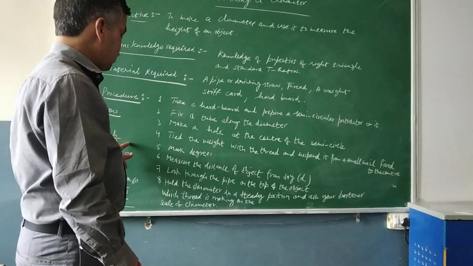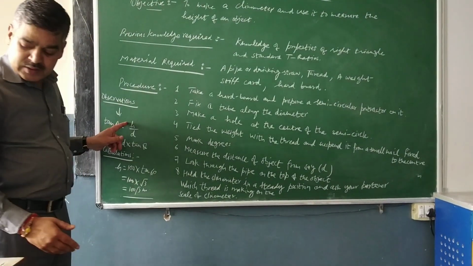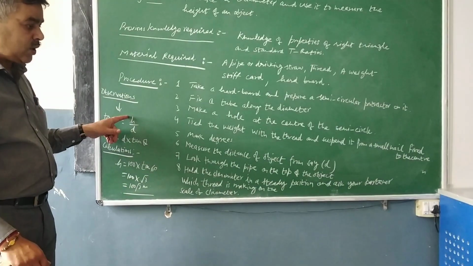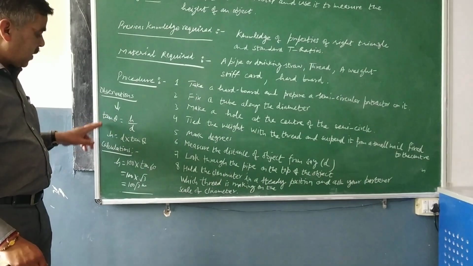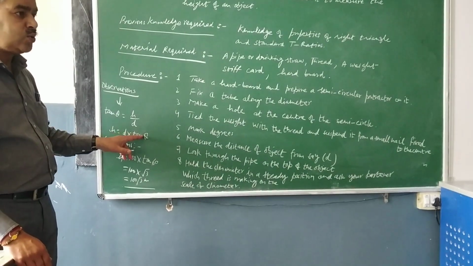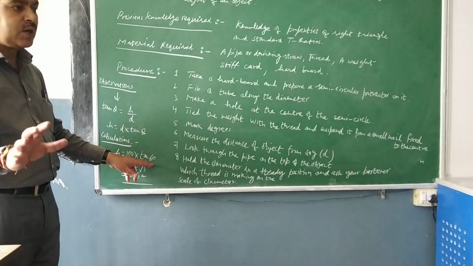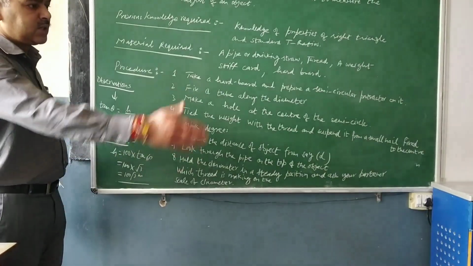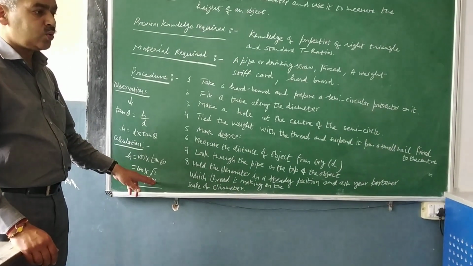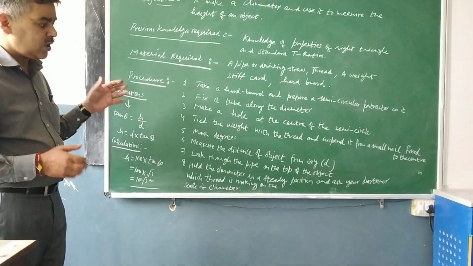So what will I use to find the height? Tangent theta, that is perpendicular upon base. The base is the distance and the height I need to calculate. D is the distance, so by cross multiplying, make height the subject: height equals D into tangent theta. Suppose theta comes to 60 degrees and the distance is 100 meters. Then the height of the door will be 100 root 3. In that way you can calculate the height of an object using the clinometer.